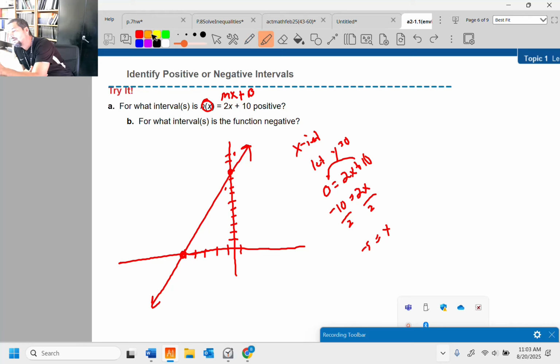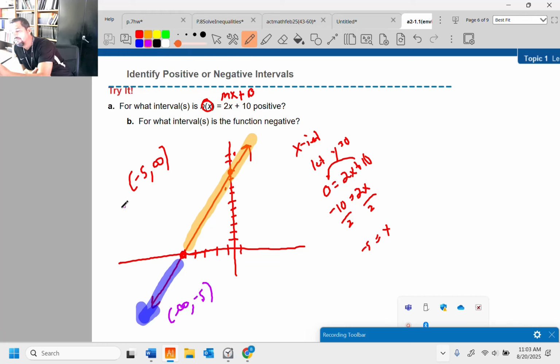So let's talk about positivity. This is the positive interval, and that interval starts at negative 5, and it continues on to the right forever. Okay? To be negative means to be below. That interval actually starts back at negative infinity, and it runs right until it hits negative 5. If you're a set builder kid, all values of x such that x is greater than or equal to negative 5. If you're a set builder kid down here, all values of x such that, nope, I don't need the equality symbol.